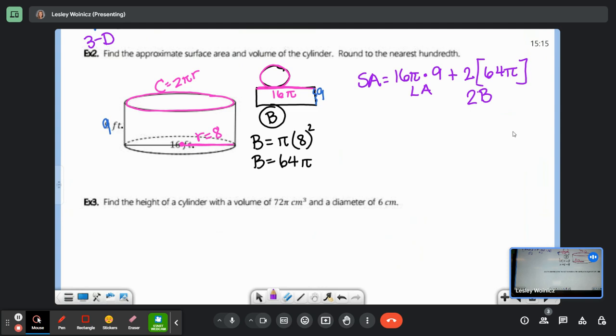You can just round it to the nearest hundredth. You can put the whole thing in the calculator, round the whole thing to the nearest hundredth.